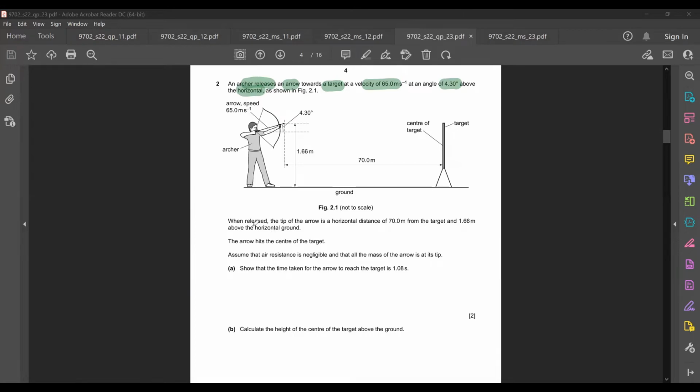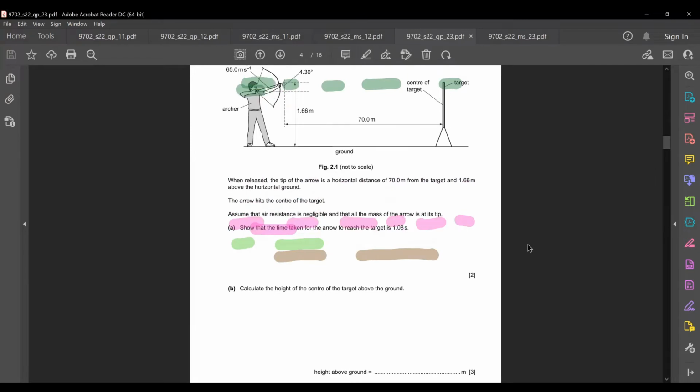Okay, now when released, the tip of the arrow is a horizontal distance of 70 meters from the target and 1.66 meters above the horizontal ground. The arrow hits the center of the target. Now assume that air resistance is negligible and that all the mass of the arrow is at the tip. Okay, so this is what we are doing.